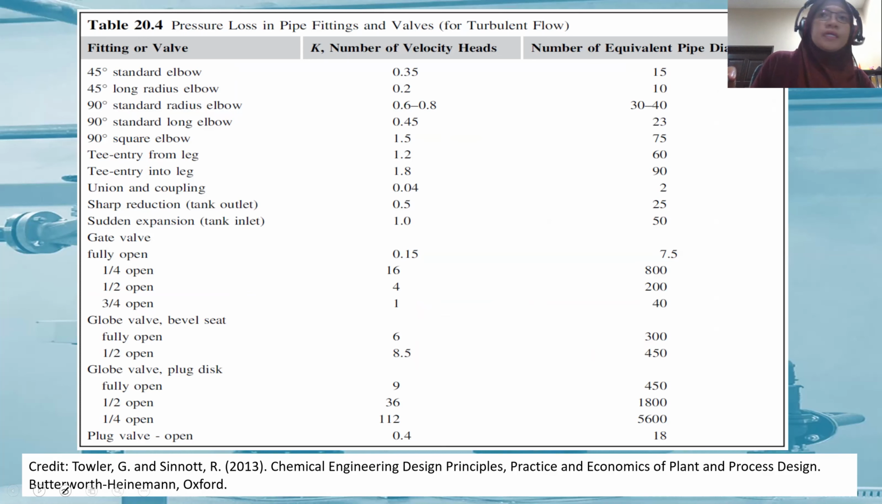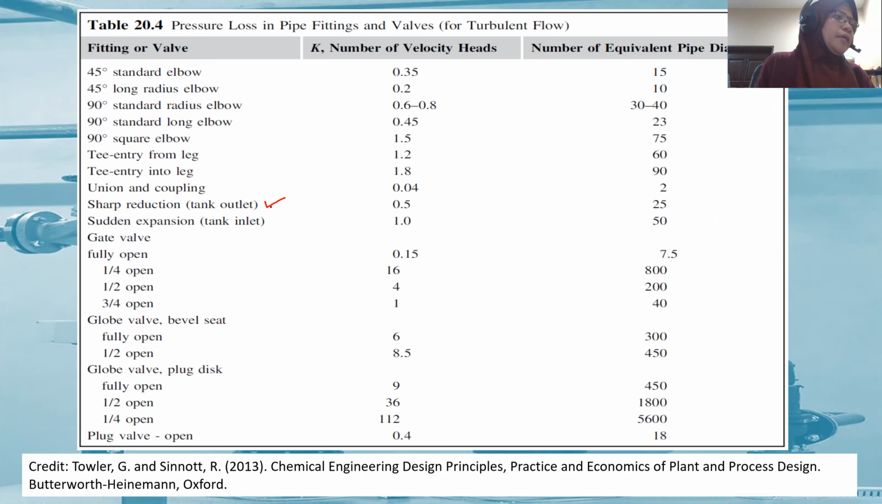It said that it has an entry, the entry to the tank. So I'm going to use the entry K, which is 0.5. We need to select which one. For this 0.5, I think the sharp reduction tank outlet. I'm going to choose this, because the liquid comes from the tank. The question says two tanks contain flow.